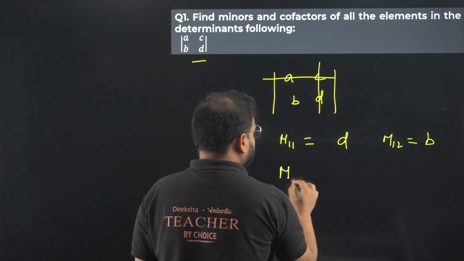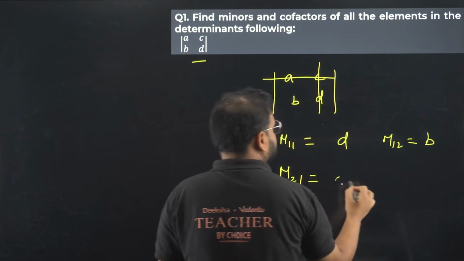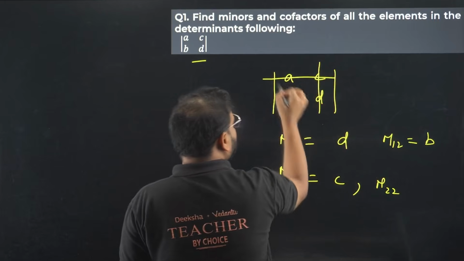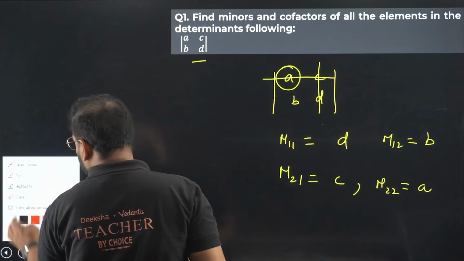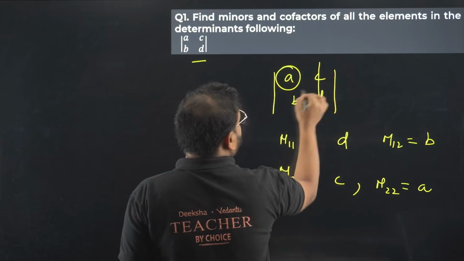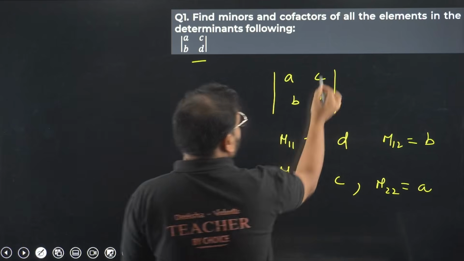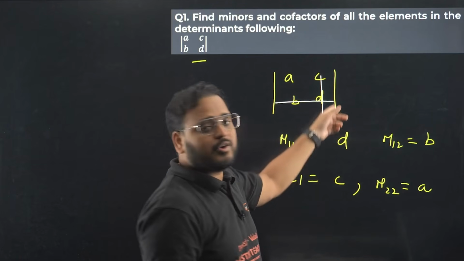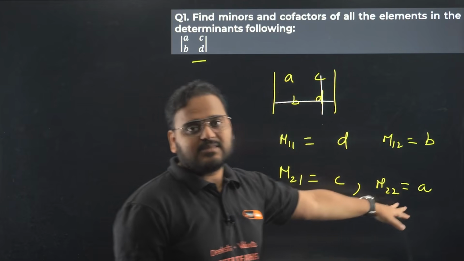If I go for the second row, M21, I have to remove this and this, so I'll get b. For M22, I remove this and this, so I get a. Have I been understood? No? I'll explain again, don't worry. Let's say for the element d, which is M22, if I remove the second row and the second column, what is left? a is left. That is my minor.